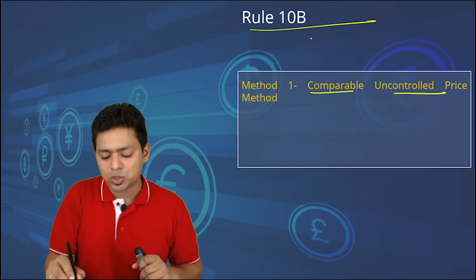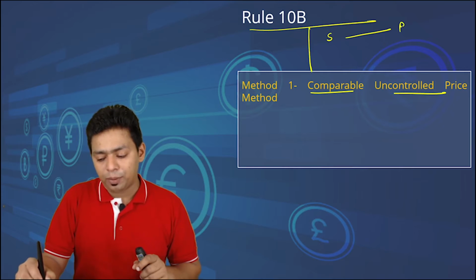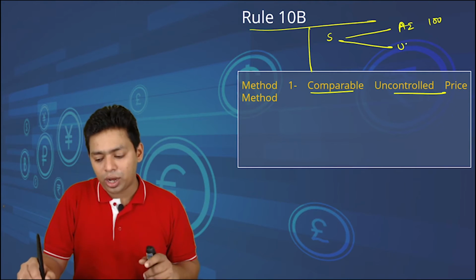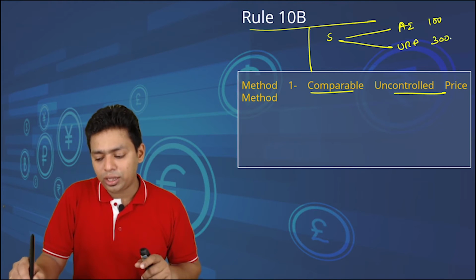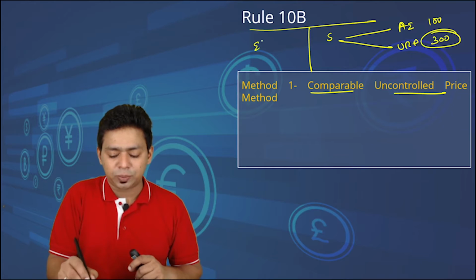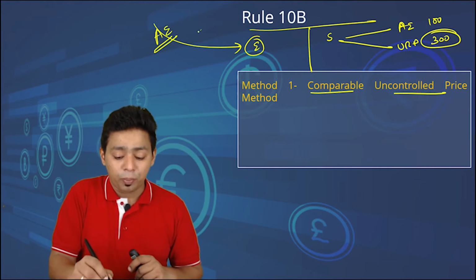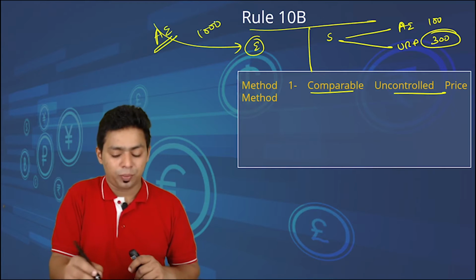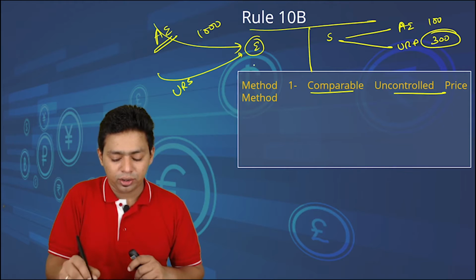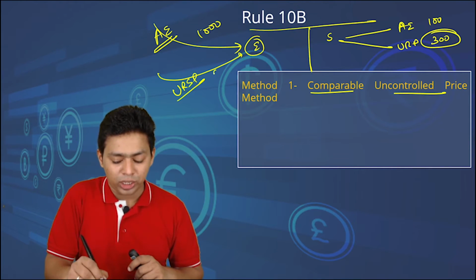As I told you earlier also, if you are talking about sales, then you are selling goods to your related party or associate enterprise at 100 rupees and you are selling to an unrelated party for 300, then 300 is the fair value of your product, right? On the purchase or expense side, if you are taking some kind of services from an associate enterprise, you are paying 1000 rupees to your associate enterprise, whereas if you are taking services from an unrelated service provider, you are taking it only at 300 rupees.